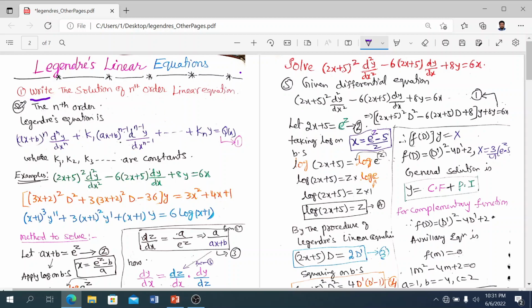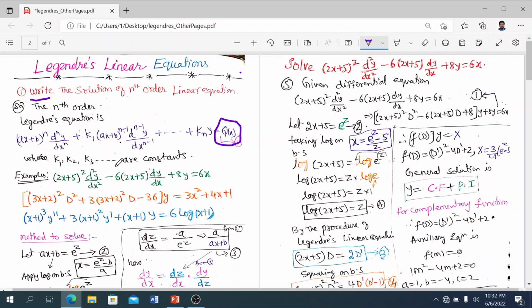The nth order Legendre's equation is (ax+b)^n d^n y/dx^n + k1 (ax+b)^(n-1) d^(n-1) y/dx^(n-1) + ... + kn y = Q(x). Mark it as the first equation, where k1, k2, ..., kn are constants.